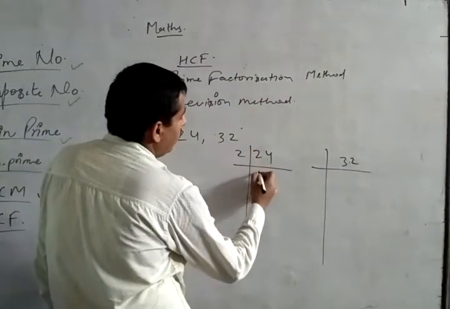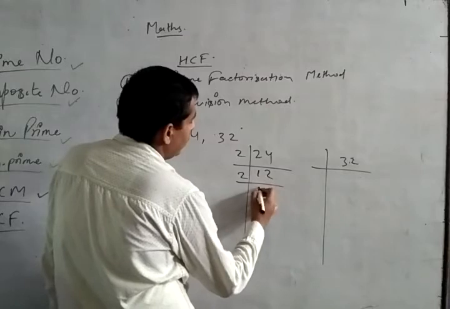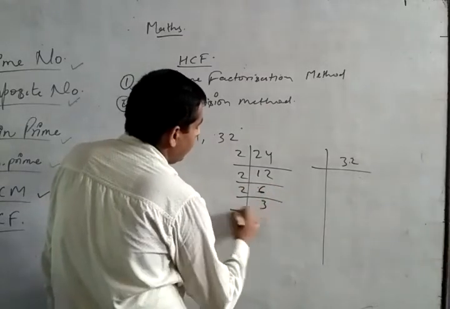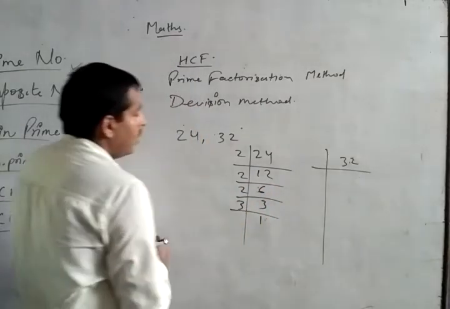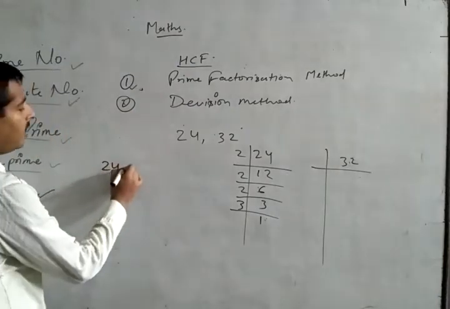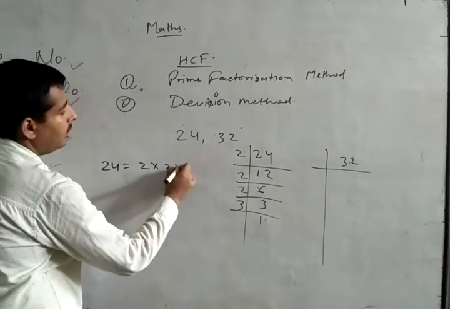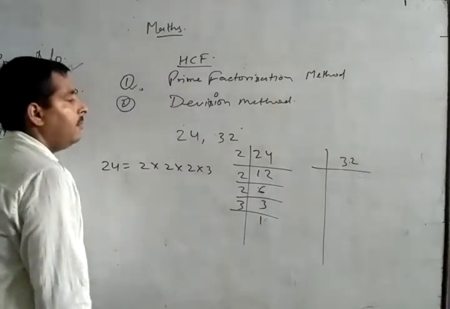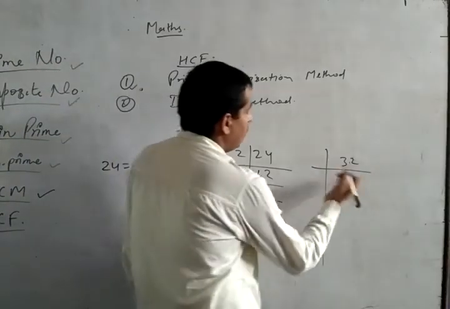By dividing by 2 we will get 12, then again by 2 we will get 6, then again by 2 we will get 3, and by dividing by 3 we will get 1. These are the factors of 24. We will write 24 is equal to 2 into 2 into 2 into 3.